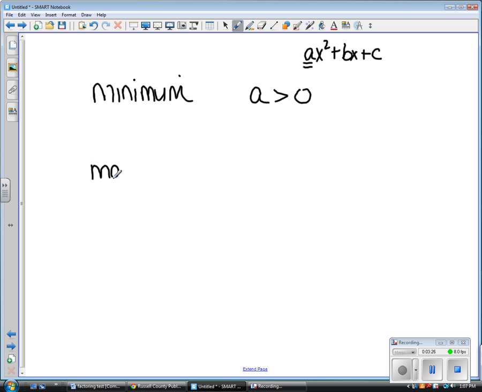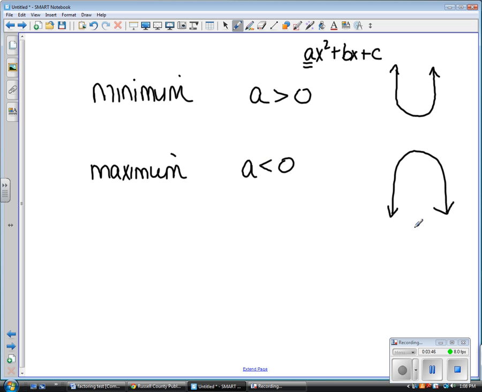You're going to have a maximum point where the parabola opens down. So a minimum opens up and looks like this. For a maximum, the a is going to be less than 0, and so it's going to go down. So I'm talking about positive numbers for a minimum, and negative numbers for a maximum. Everybody good with that?